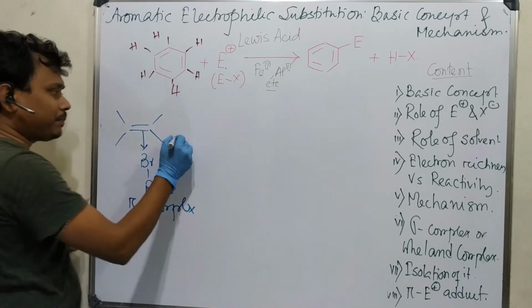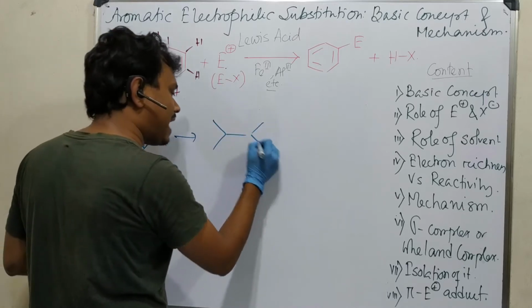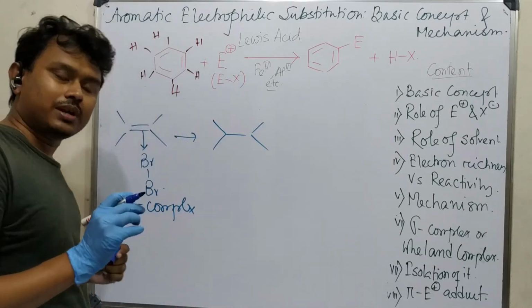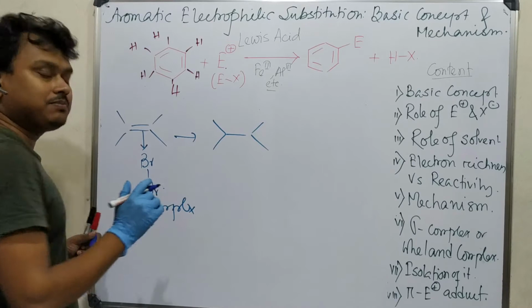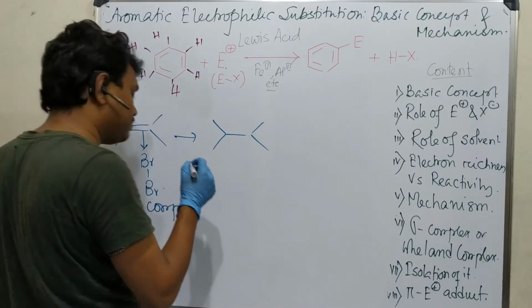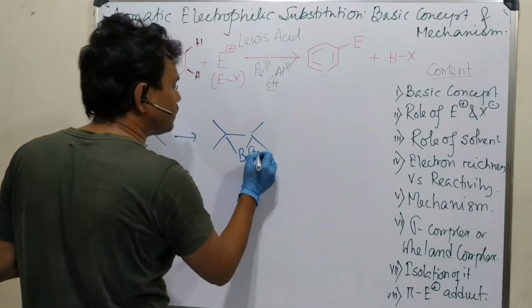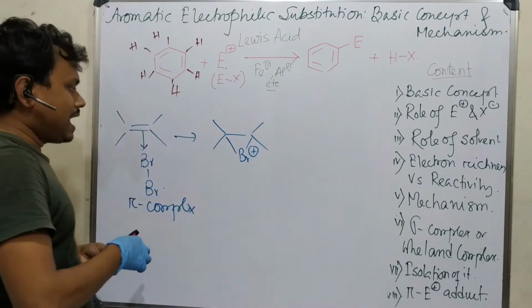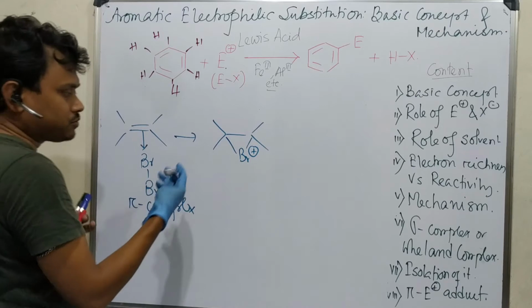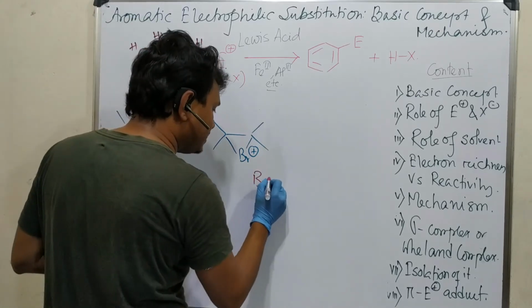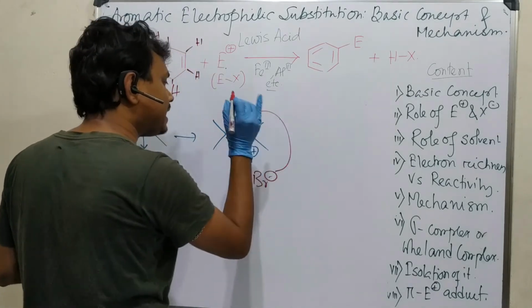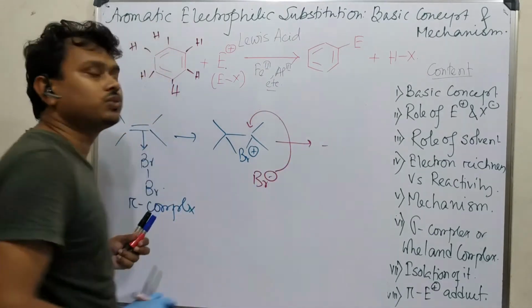Then what happened? For this I have uploaded a video, halogenation of alkene. Please go through it if you want a greater understanding, and I believe it will be helpful for you. This is bromonium, and what does it form? It forms the bridged bromonium and bromide. Fine. Secondly, it attacks, and in this way the addition reaction goes on.